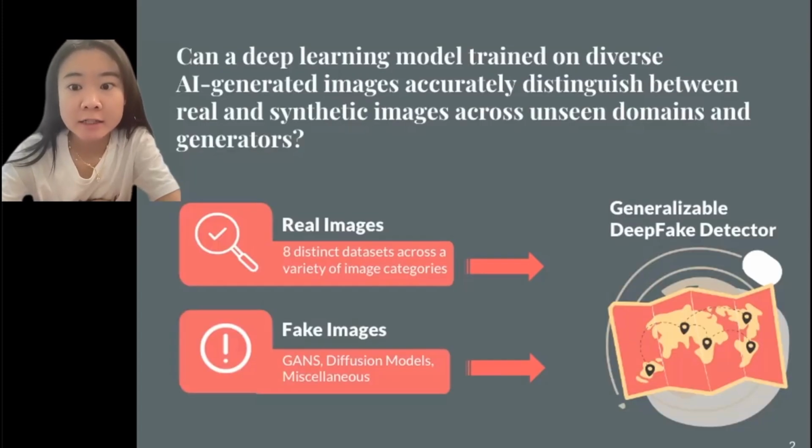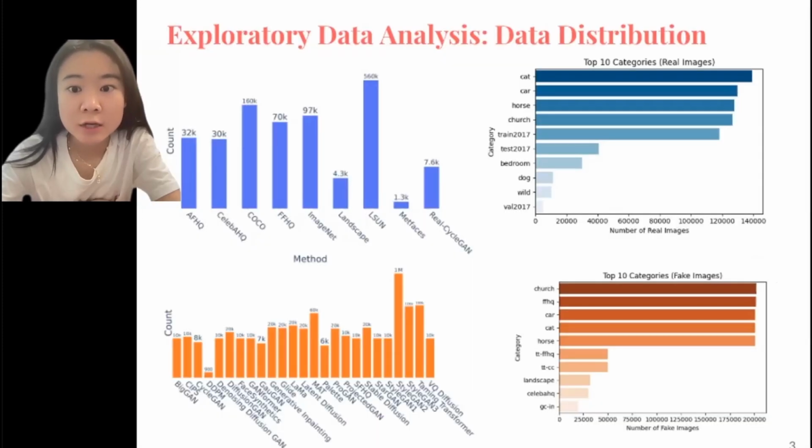The explosion of AI-generated content has made it increasingly difficult to tell real from fake images. While many deepfake detectors exist, most struggle to generalize beyond the generator they were trained on. Our project tackled this by building a model trained on a diverse dataset. Our goal is to create a robust deepfake detector that can distinguish real from synthetic images, even from generators it's never seen before.